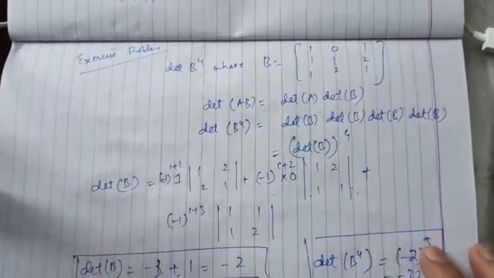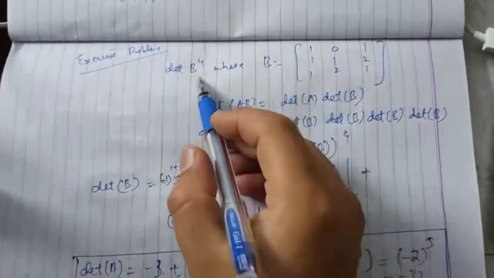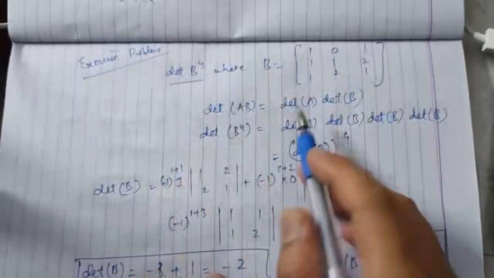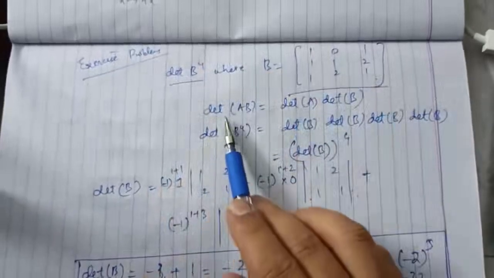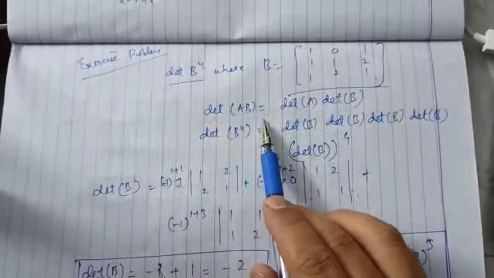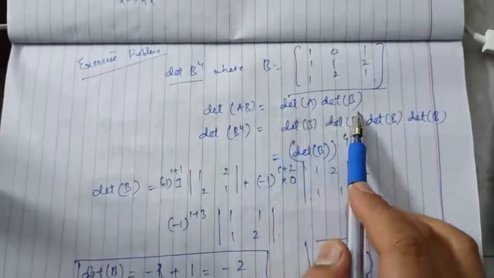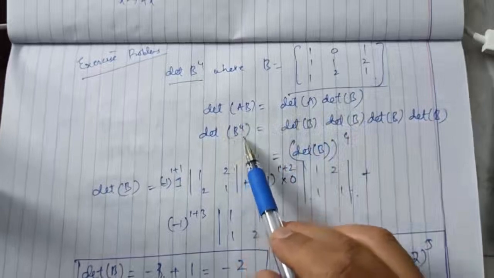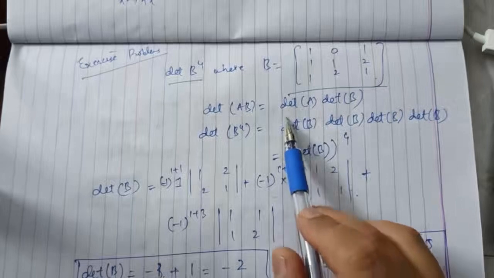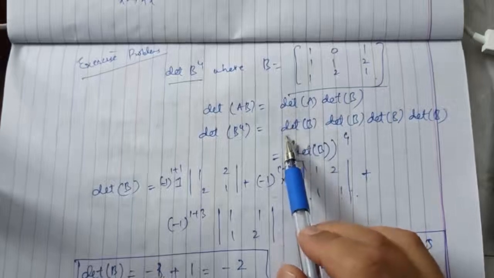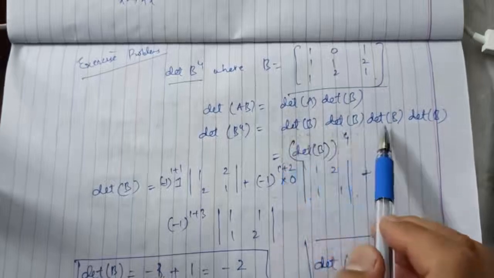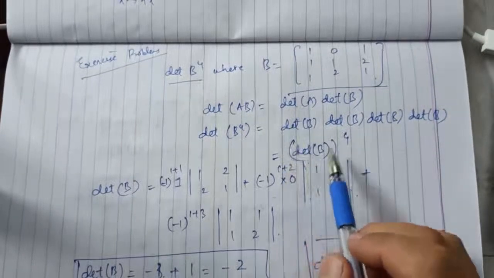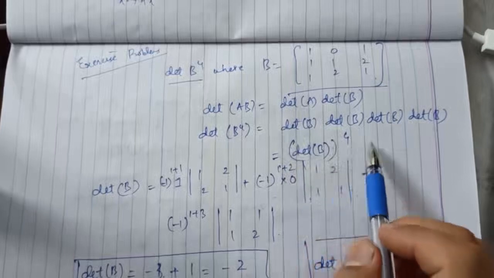Similarly, we can use the properties of determinants to solve some of the exercise problems. So let's say we've been asked to find the determinant of B^4, and B is that matrix, right? Remember that the determinant of AB is nothing but determinant of A times determinant of B, and the determinant of B^4 by that logic becomes determinant of B^2 times determinant of B^2, which is again determinant of B times determinant of B, and so on. So I can write this as the determinant of B, the whole to the power 4.